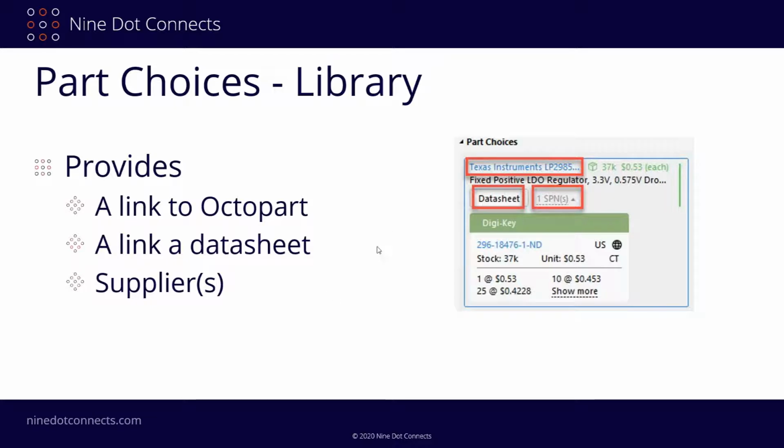Actually, there's a fourth one here, and I'll talk about that in a moment. The first one is just a link to either Octopart or to the website that contains an introduction or general information about that particular part. The second one is a link to a data sheet, and obviously it's going to be either an online data sheet. I shouldn't say obviously.